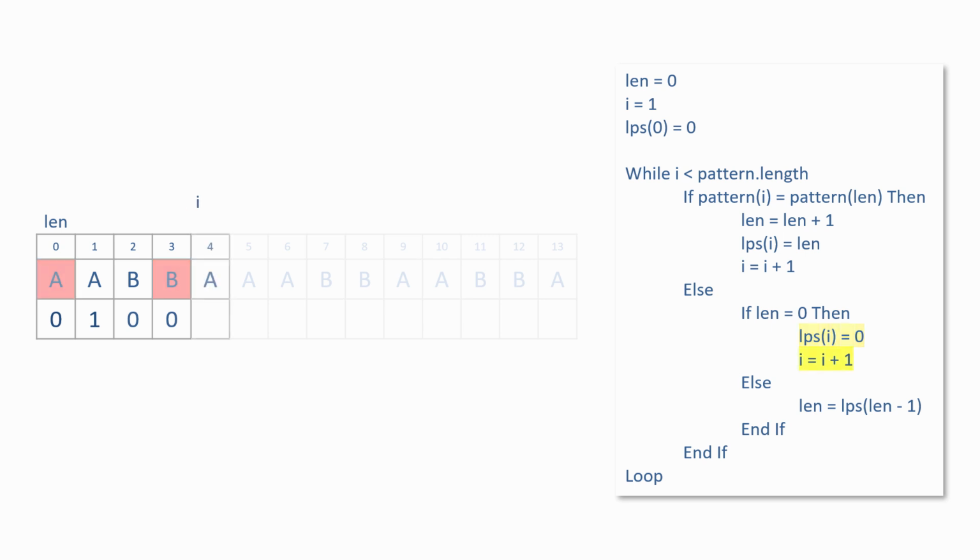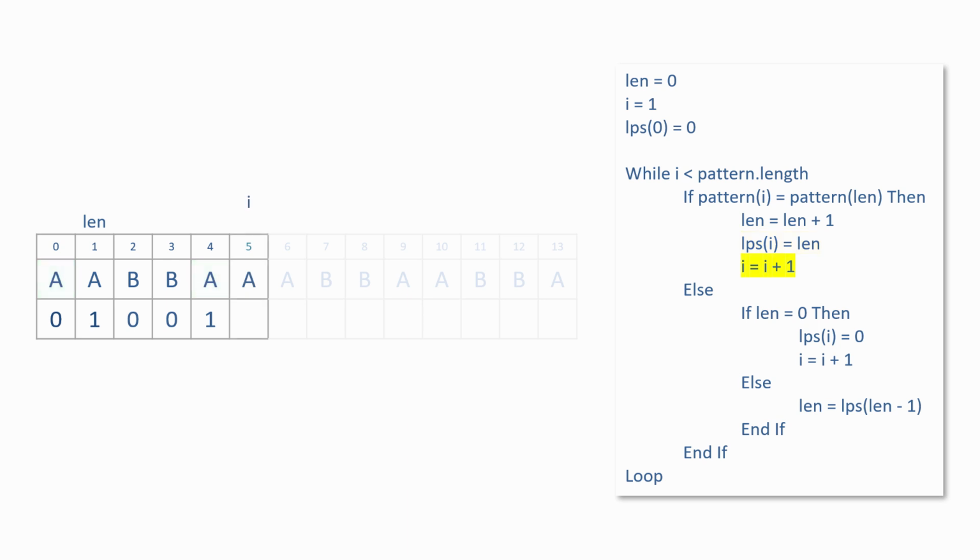I then moves forwards, defining the next partial match. The characters at len and I are compared and found to be the same. This means len can advance, and an LPS value given by the new position of len, 1, can be saved in the array. I advances to isolate the next partial match.